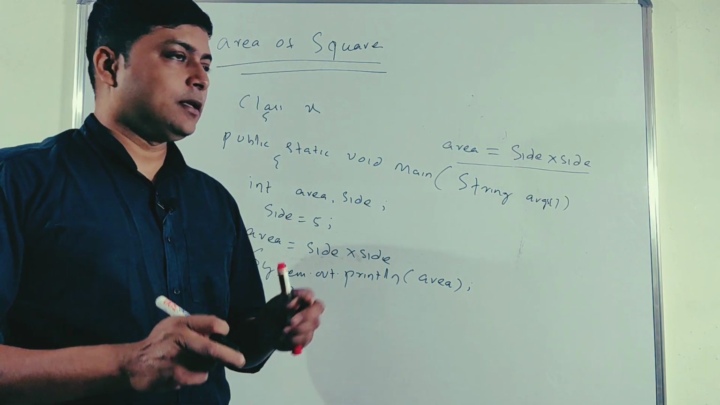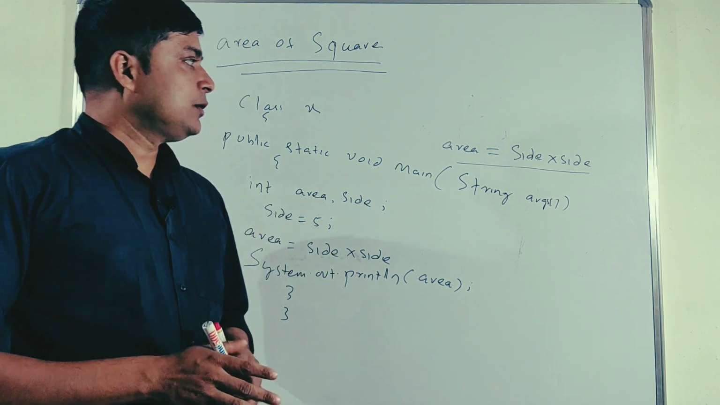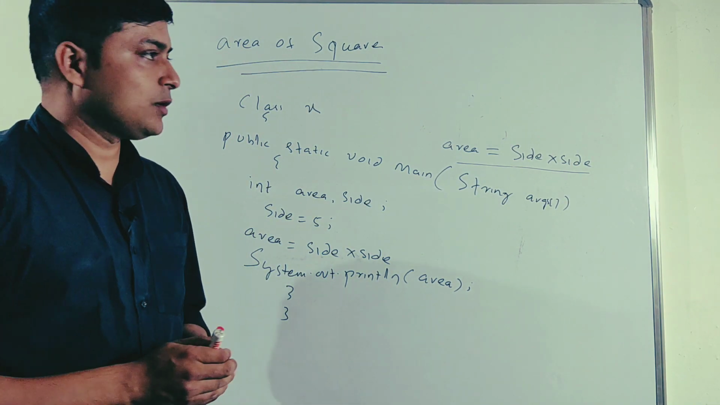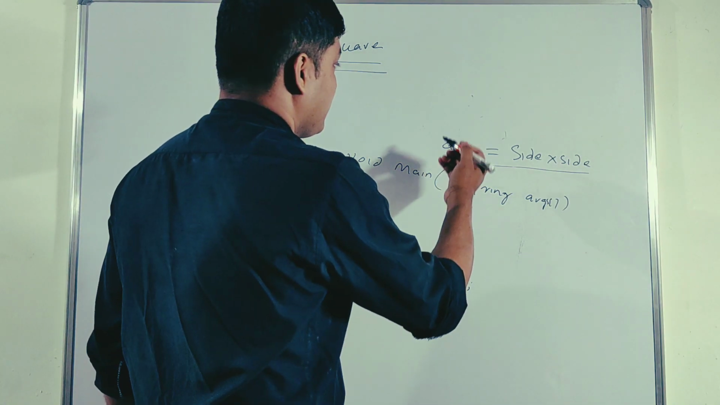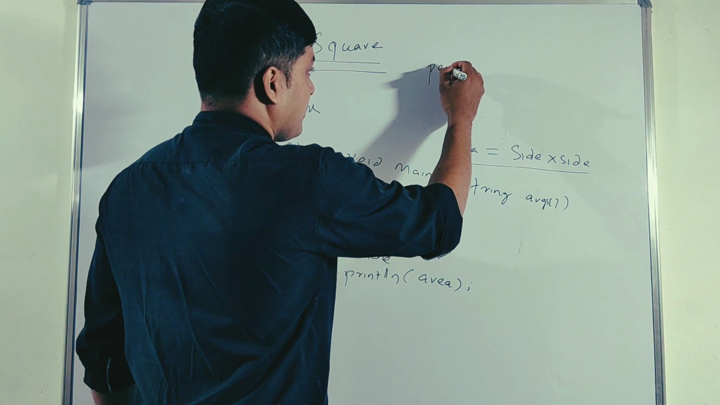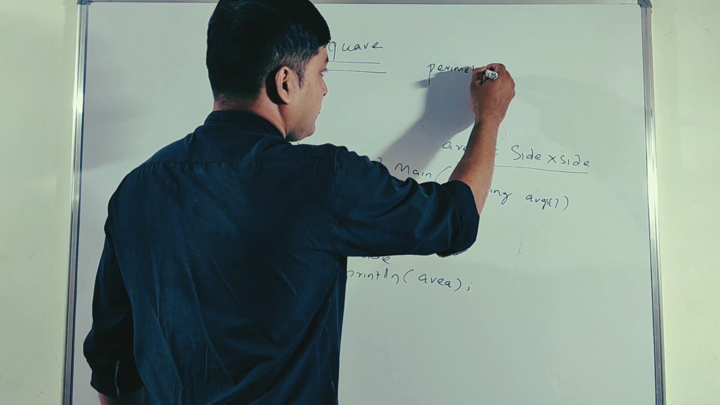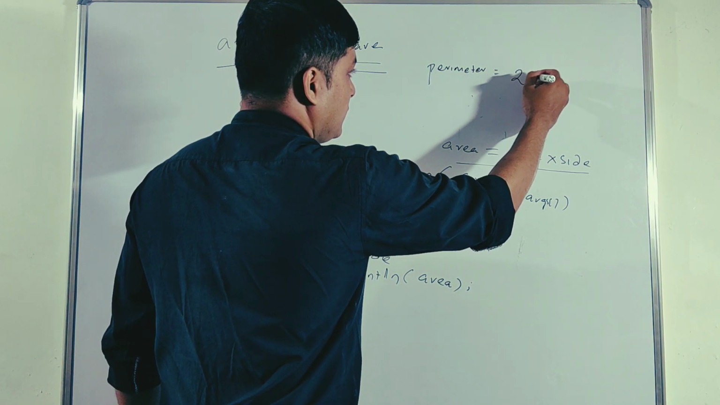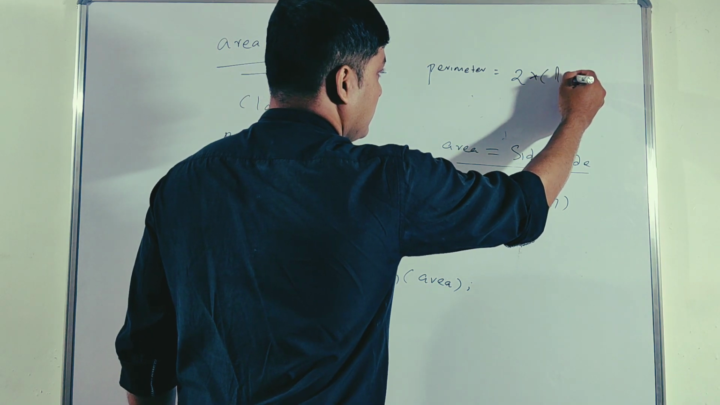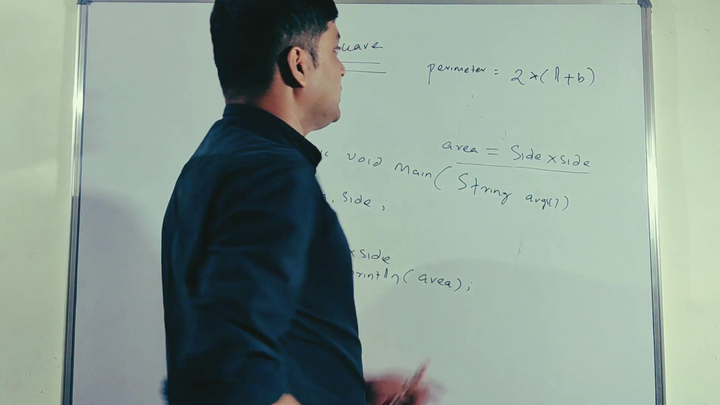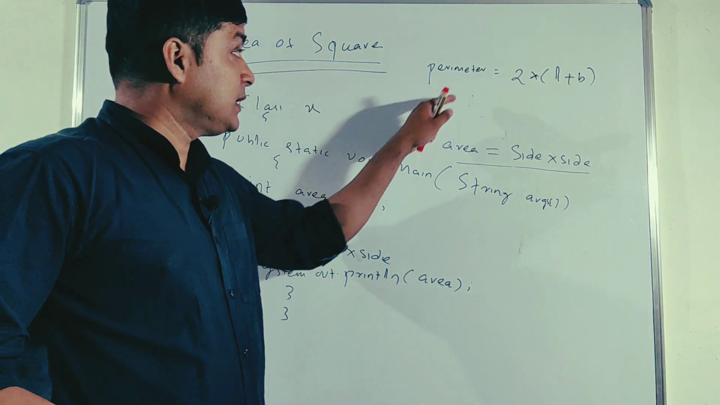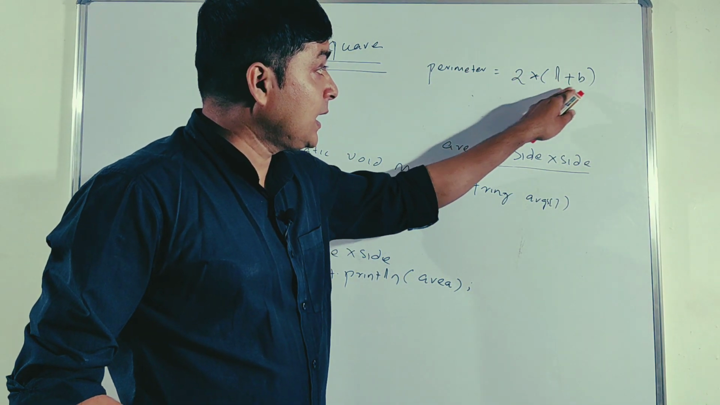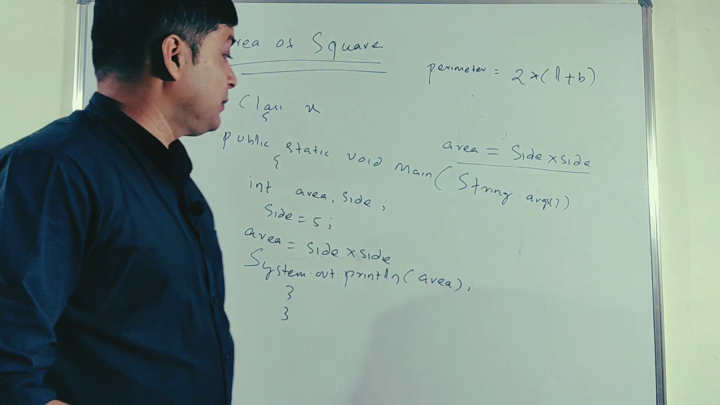So first, think of the logic, then apply the logic roughly. Suppose I am writing the perimeter of a rectangle. What is the formula for the perimeter of a rectangle? Perimeter equal to 2 into (L plus B). So this is the logic. First, what variables are present? Perimeter, L and B. So three variables are present.